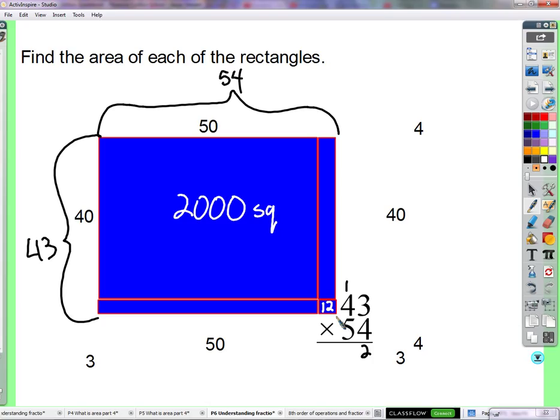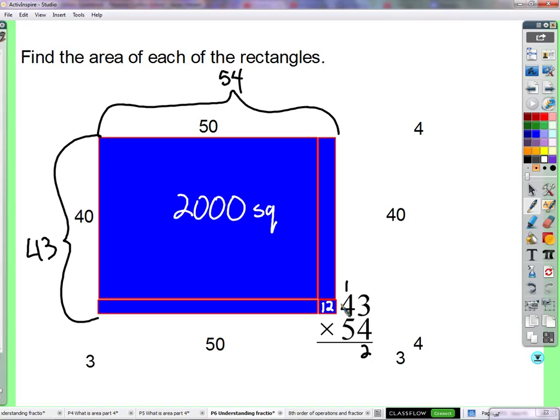The next thing that we do is 4 times 4, 16. But is it really 4 times 4? No. Is this 4? No. It's 4 times 40. Where'd the 4 go? Right there. 4 times 40. That's what is really going on.